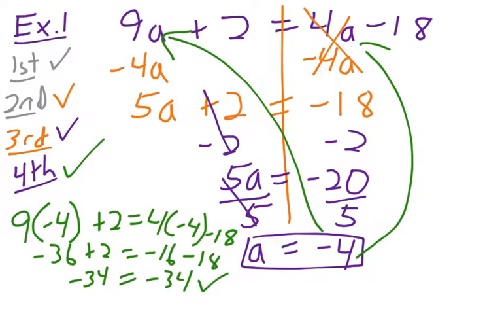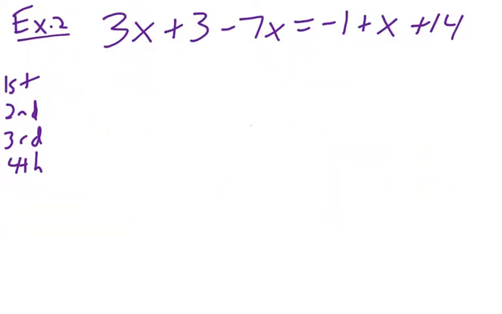Alright, I'm going to move on to example 2. We'll get just a little trickier. I'm going to give you one that has more of a first step there. Alright, take a second to jot down example 2. 3x plus 3 minus 7x equals negative 1 plus x plus 14.